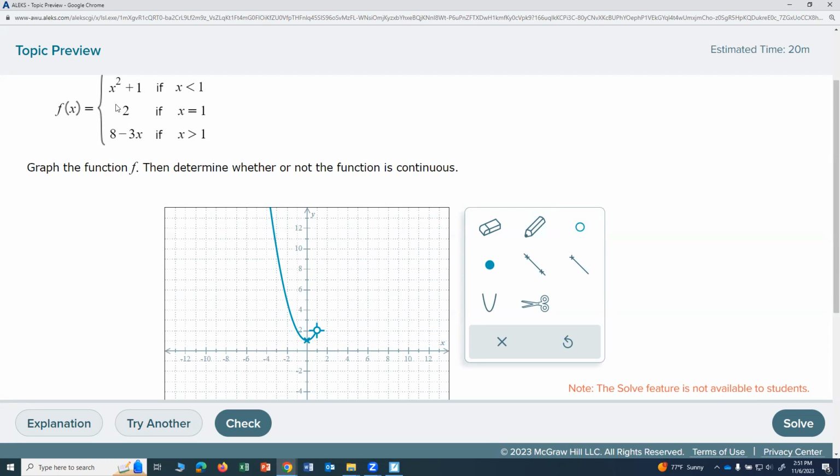Now I move on to the constant. If x equals 1, then y equals 2. So that will just be a dot at the point 1, 2.